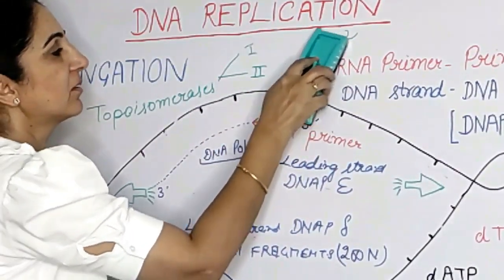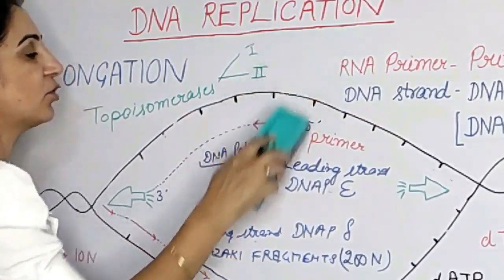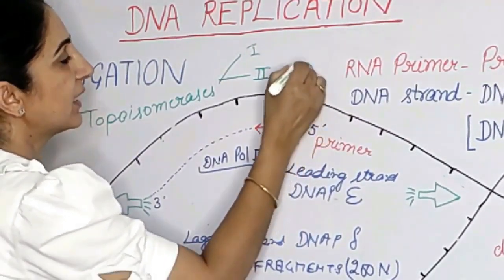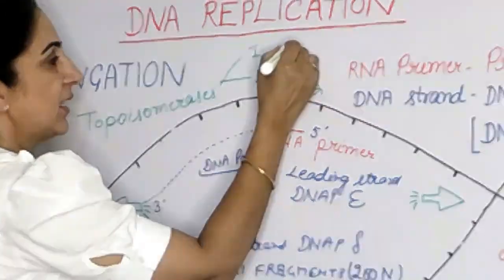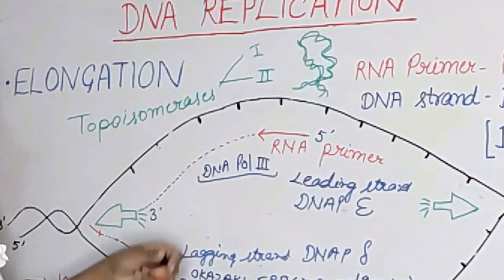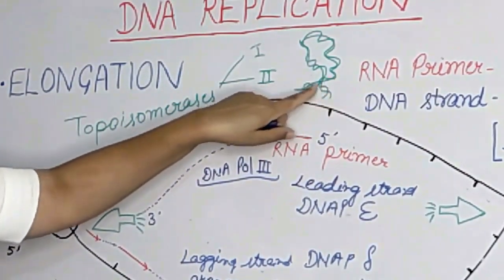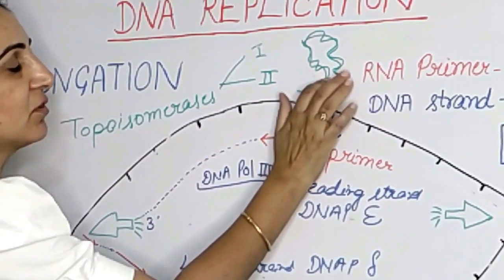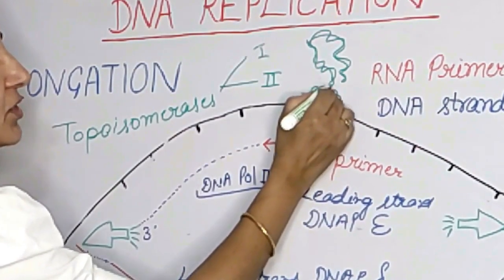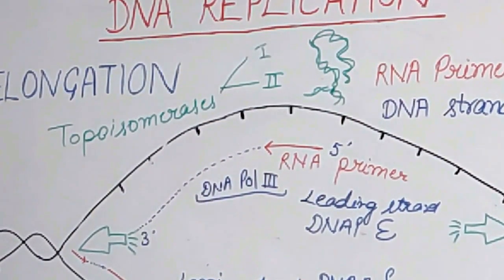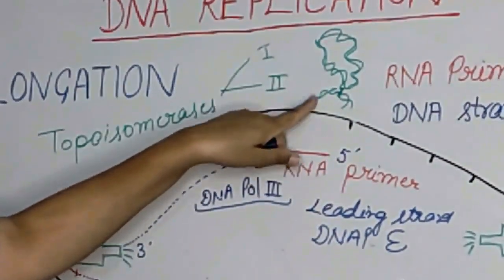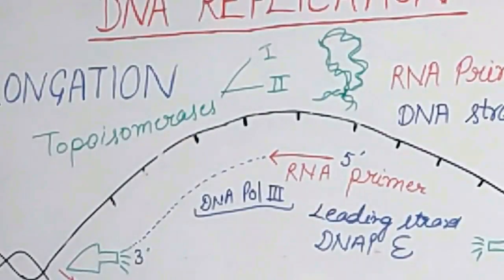Let's see it again, how topoisomerase 2 functions. In the case of supercoils, you have two DNA double helices like this. This molecule is coiled over itself like this. So there are two DNA double helices. You will cut one DNA double helix, you will make the nick here, and the other DNA double helix will move through the cut portion of the first, and again these ends will be sealed. So this is how you remove the problem of supercoils.